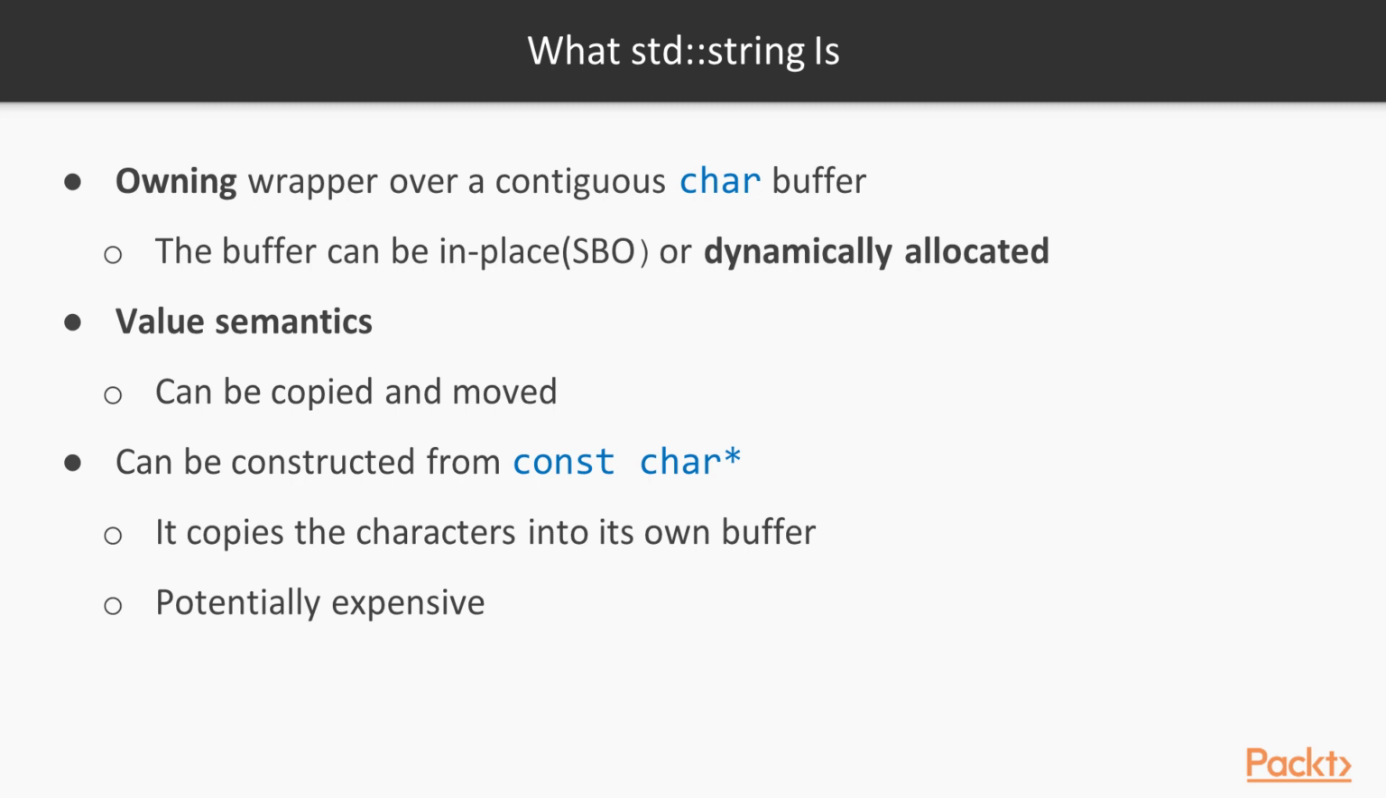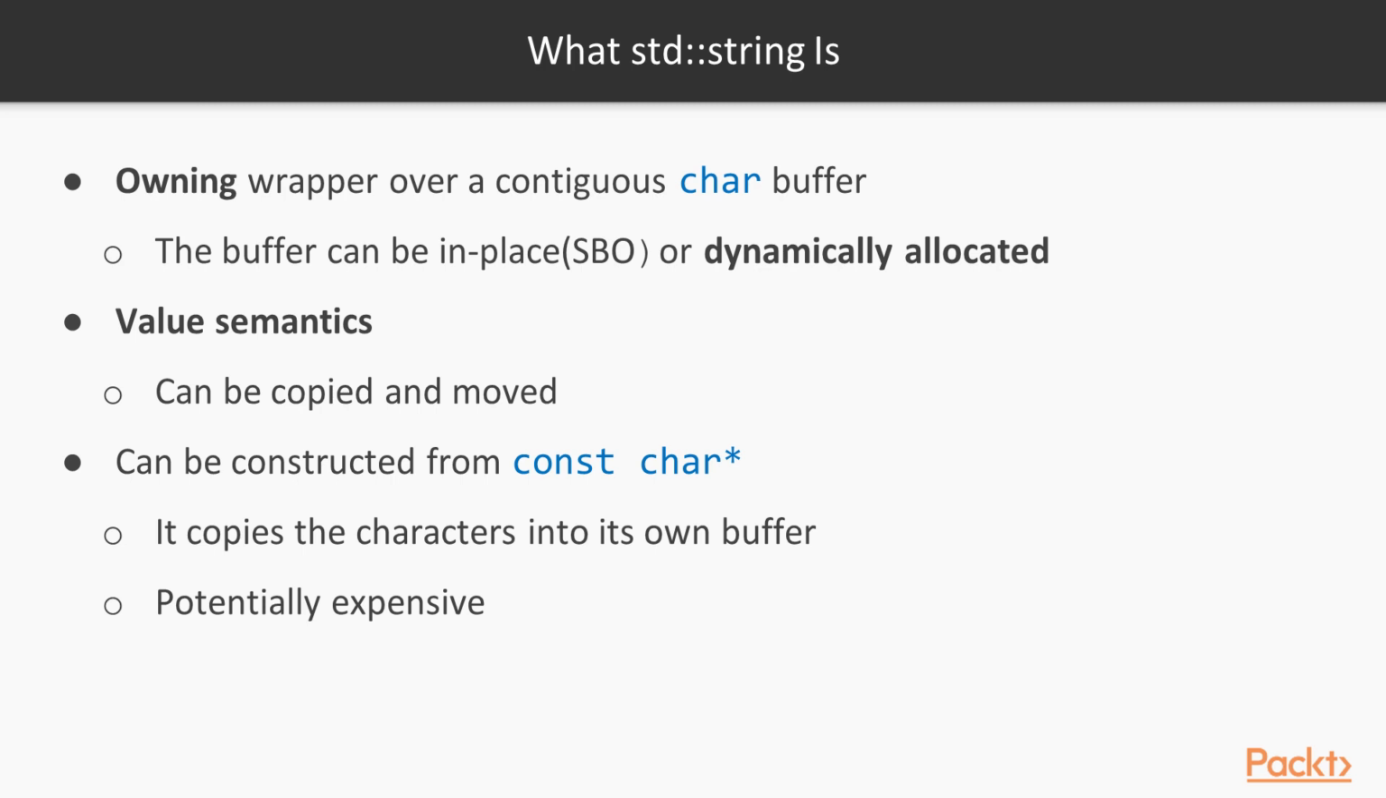Here's a reminder of what std::string is. It is an owning wrapper over a contiguous char buffer. The buffer can be in place inside the string thanks to something called the small buffer optimization, often abbreviated as SBO, or dynamically allocated on the heap if the string is not short enough.